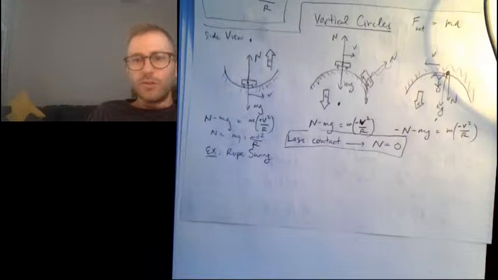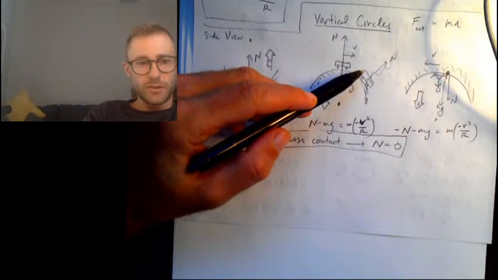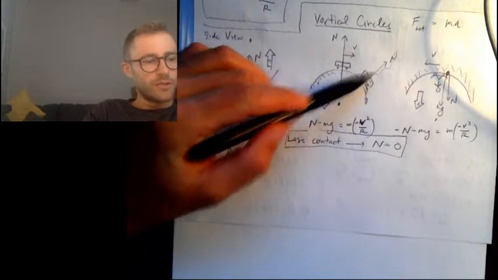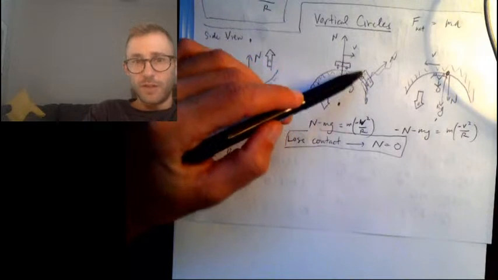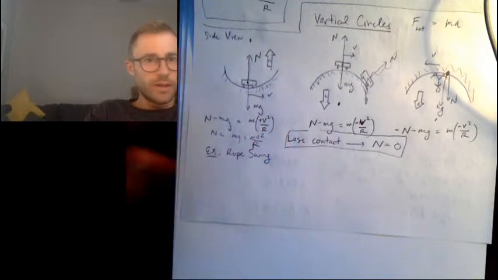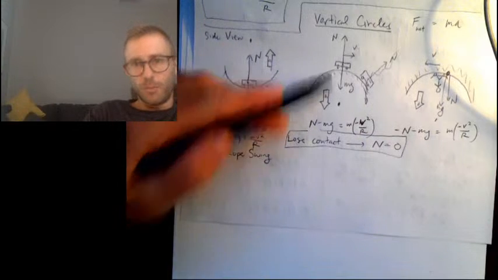You can lose contact at any point where the normal force is equal to 0. So you actually could lose contact right here going down the hill, for example. But we're only going to consider the top of the hill or the bottom of a ravine.